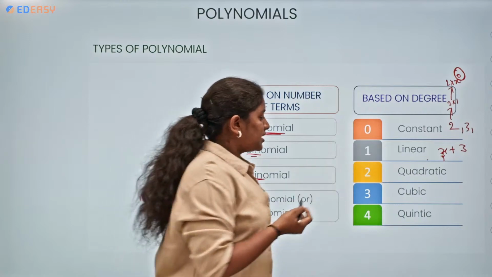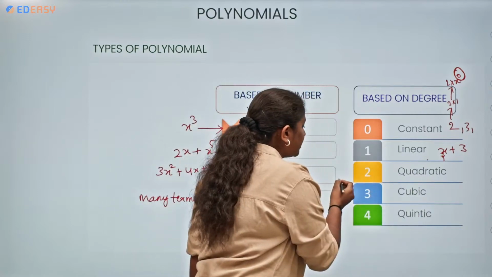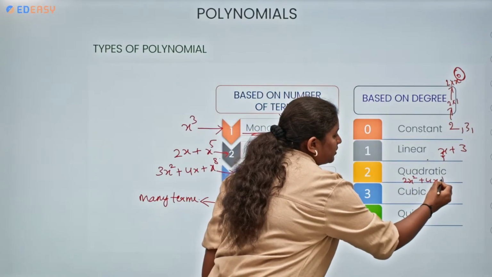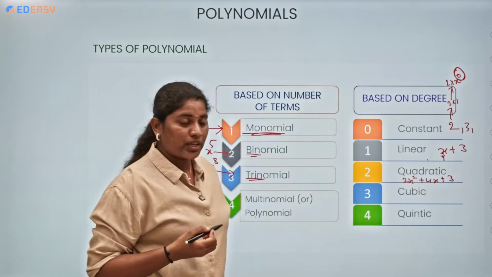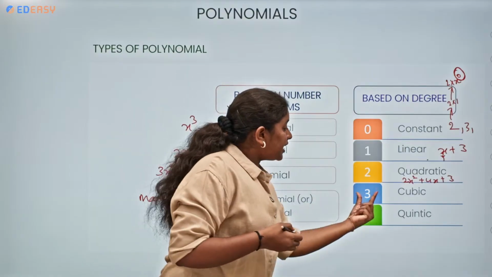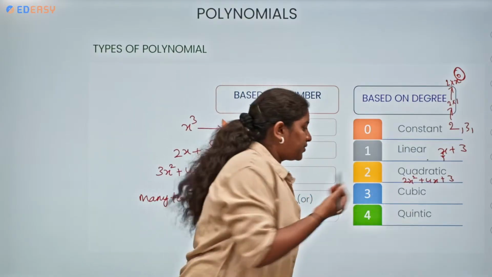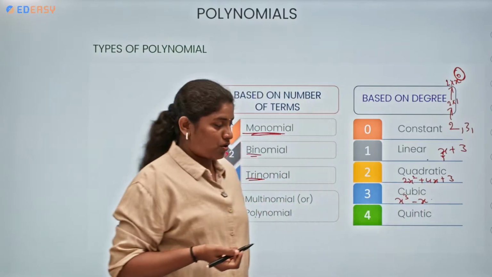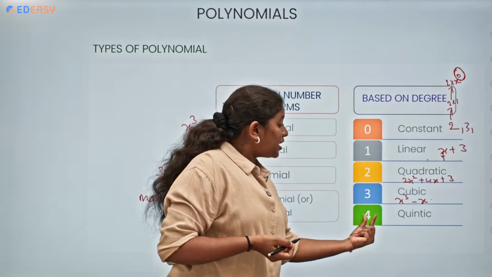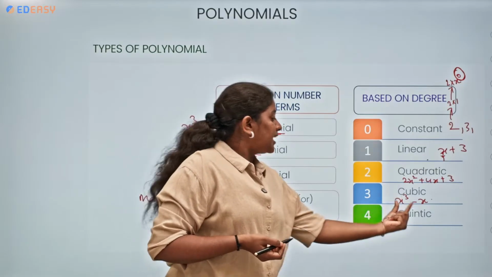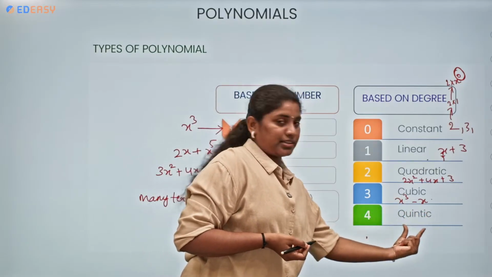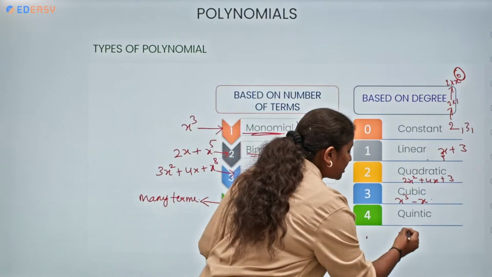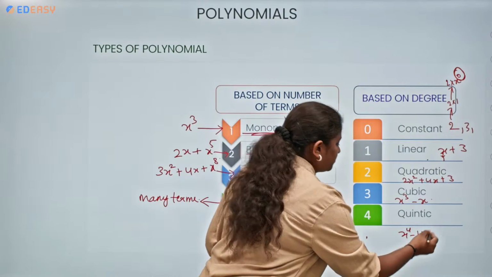And quadratic means degree is 2. Example, we can take 2x square plus 4x plus 3. Next, if degree is 3, it becomes cubic, like x cube minus x and so on. And if we have degree 4, then it becomes quintic. Quintic means the highest power we have is x to the power 4.